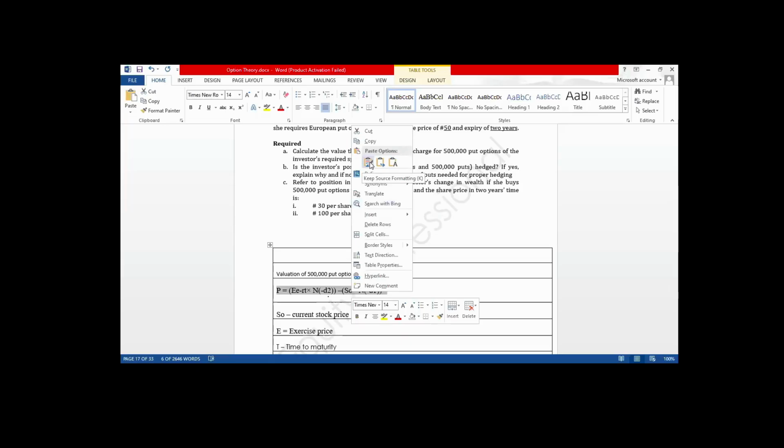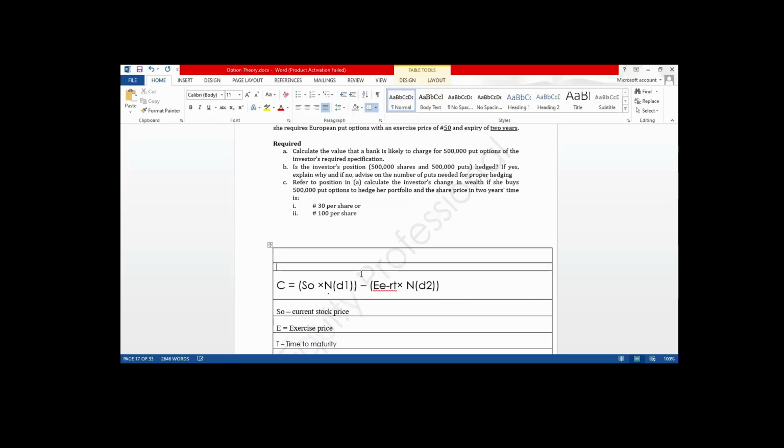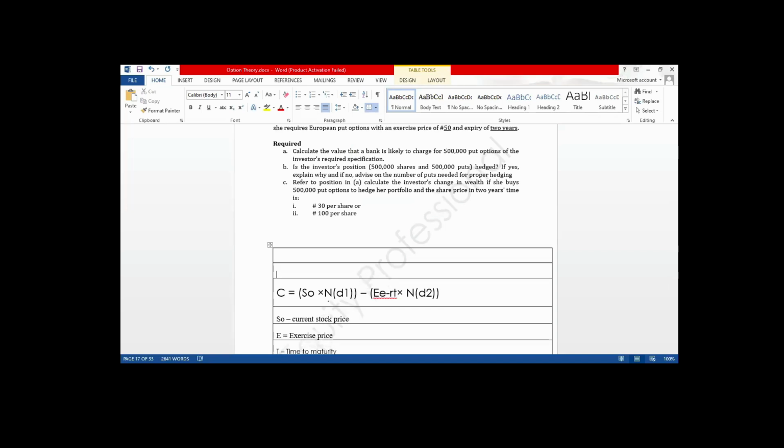Please don't forget to calculate the value of call option using Black Scholes option pricing.